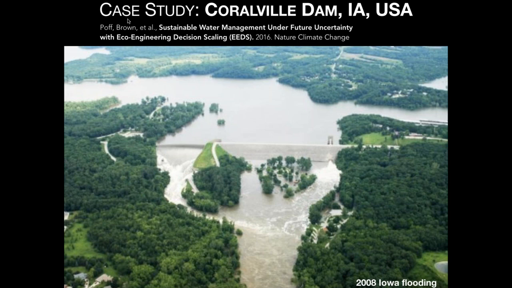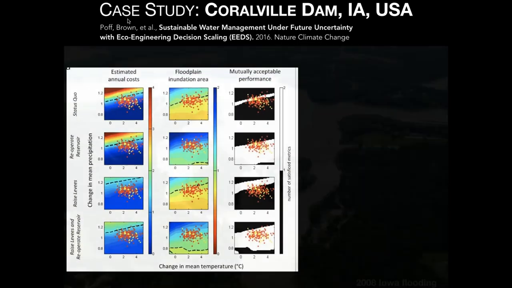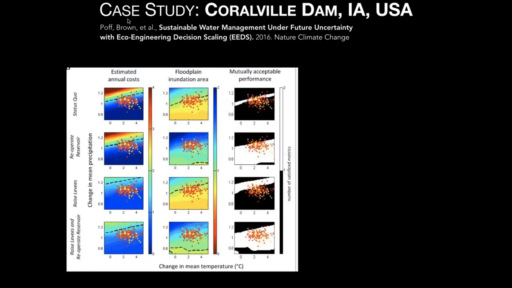So there's a team that was supported by the National Science Foundation, the Sysinc Research Center in Annapolis, Maryland. And for about a year and a half, we had a team of engineers and ecologists working together under our CRIDA umbrella to develop something called eco-engineering decision scaling. This is the reference here. We applied it initially on the Coralville Dam in Iowa. And I think it demonstrates the kind of broader implications of the CRIDA approach.